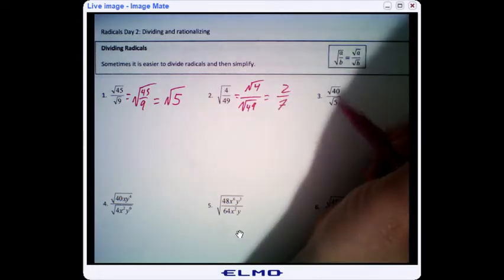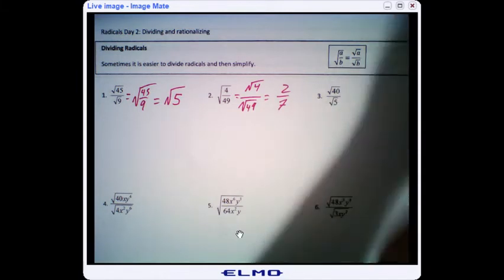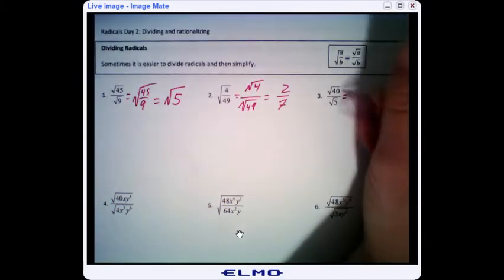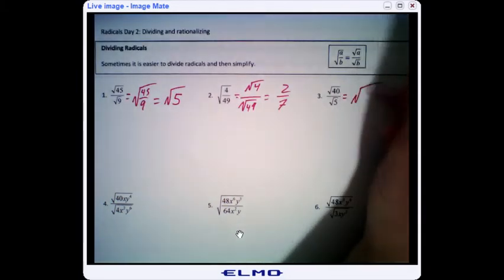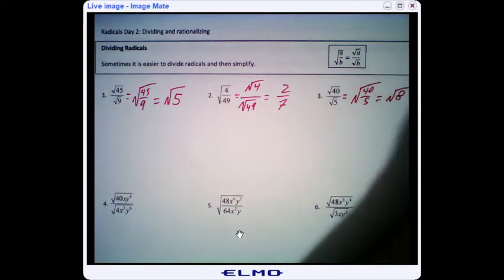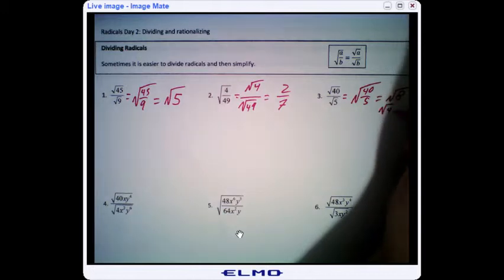Square root of 40 divided by square root of 5. So they can simplify. 40 can be divided by 5, so I'm going to write them under 1. And that's going to give me the square root of 8, which can be split into the square root of 4 times the square root of 2, which is 2 square roots of 2.